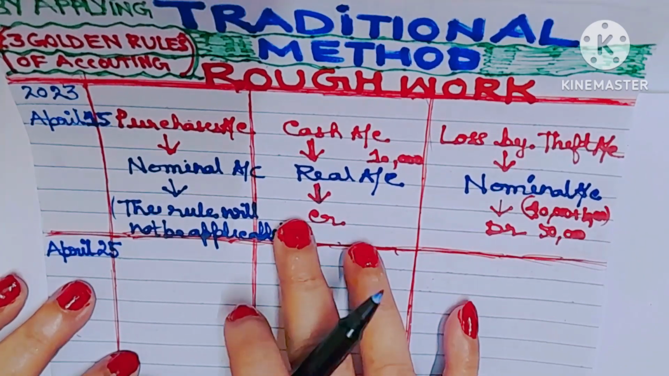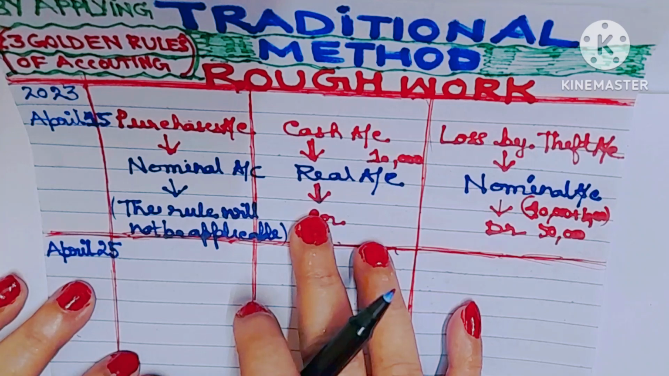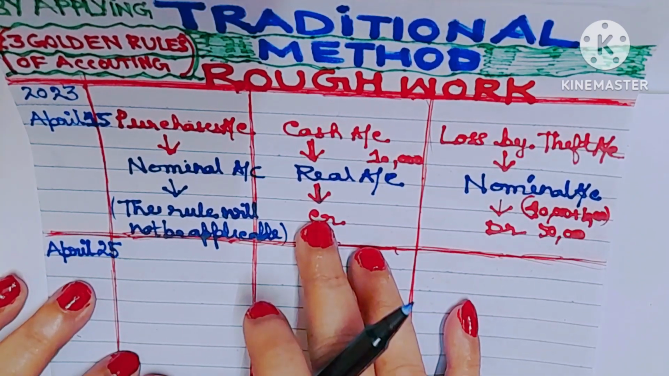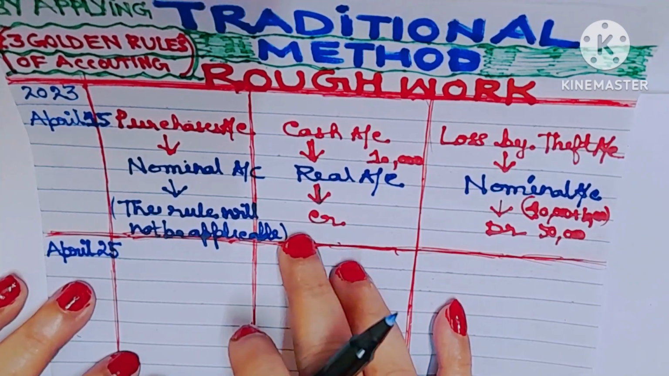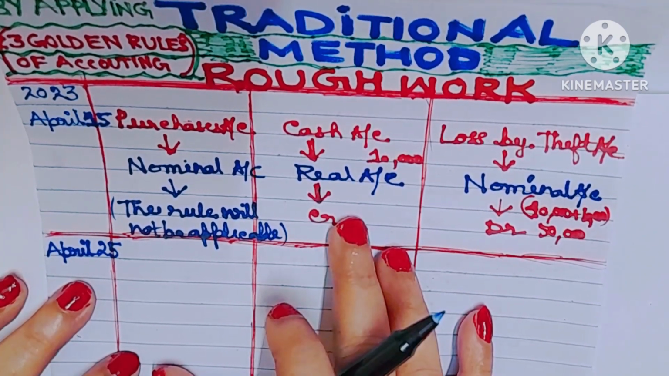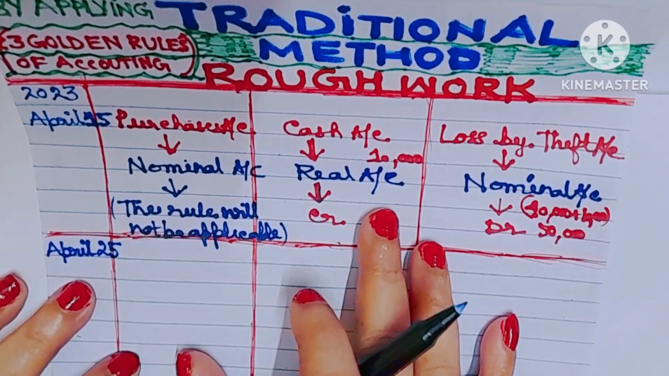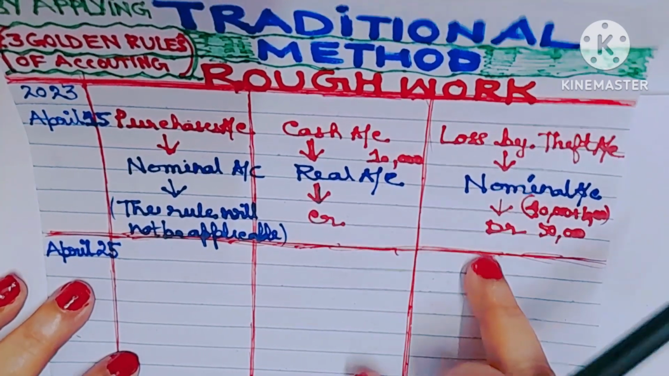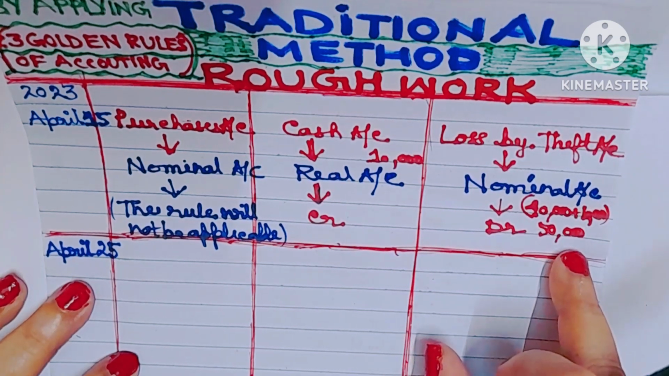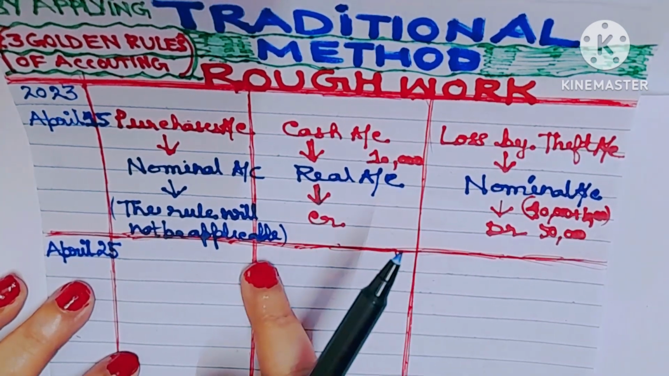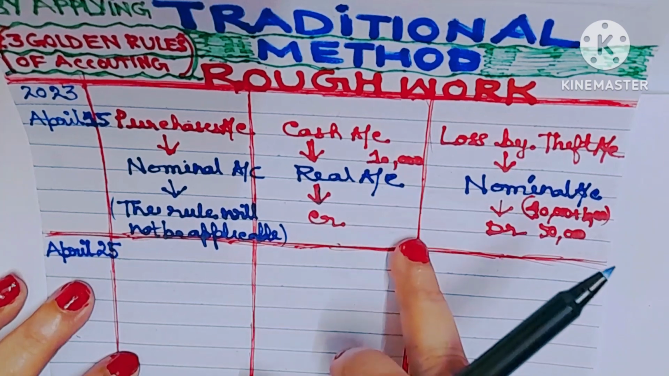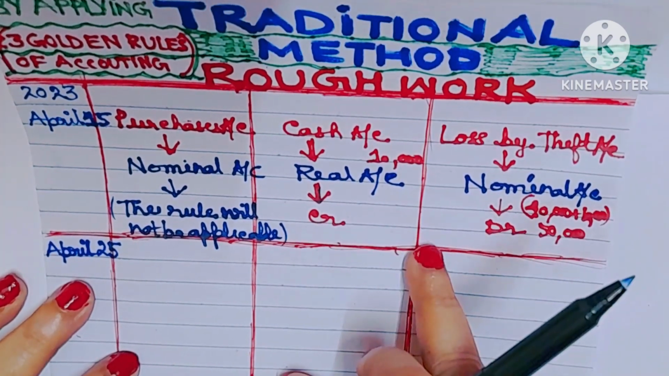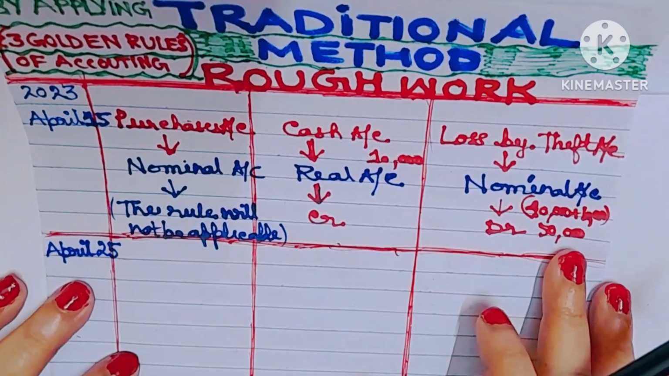But goods worth rupees 40,000 is no more in the business. So we have to reduce the purchases. So how can you reduce the purchases? By writing purchases account on the credit side with the amount rupees 40,000. Understood? So here loss by theft account will be debit 50,000. To purchases account credit 40,000. Cash account will also be credit. To cash account rupees 10,000. Understood? Now let's see the last transaction.